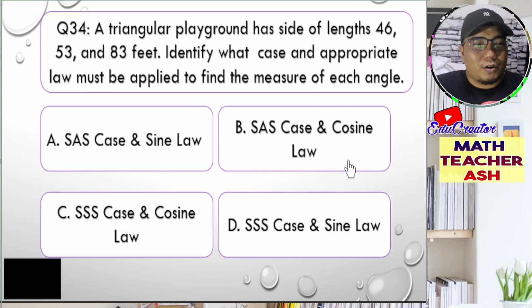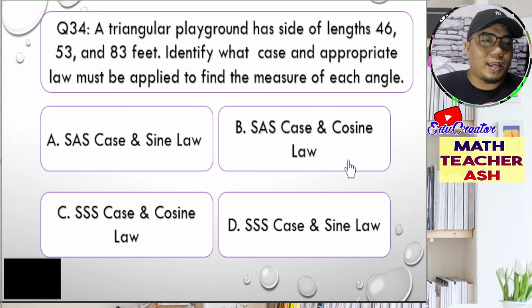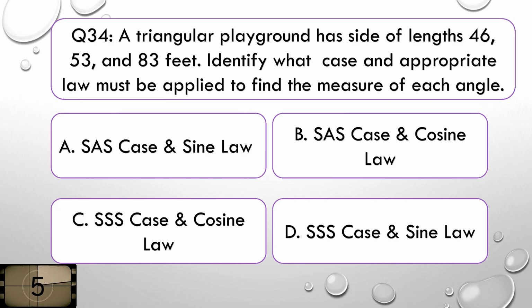Question number 34. A triangular playground has sides of lengths 46, 53, and 83. Identify what case and appropriate law must be applied to find the measure of each angle. Is it A, SAS case and sine law, B, SAS case and cosine law, C, SSS case and cosine law, or D, SSS case and sine law? I'll give you 5 seconds to think about your answer.